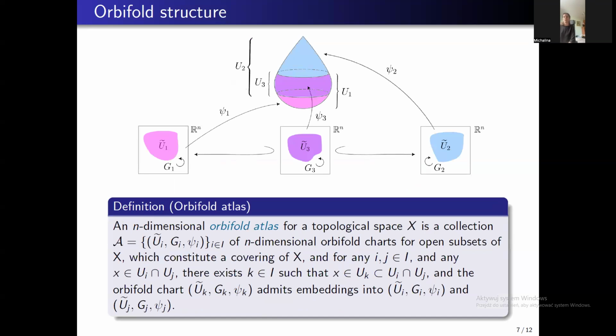And that enables us to define the whole orbifold atlas for some topological space, and it will be the collection of n-dimensional orbifold charts, which will cover the whole topological space. And also, if we have two charts from this collection that intersect on this topological space, then we can always find a third chart in this collection that embeds in those previous two orbifold charts.